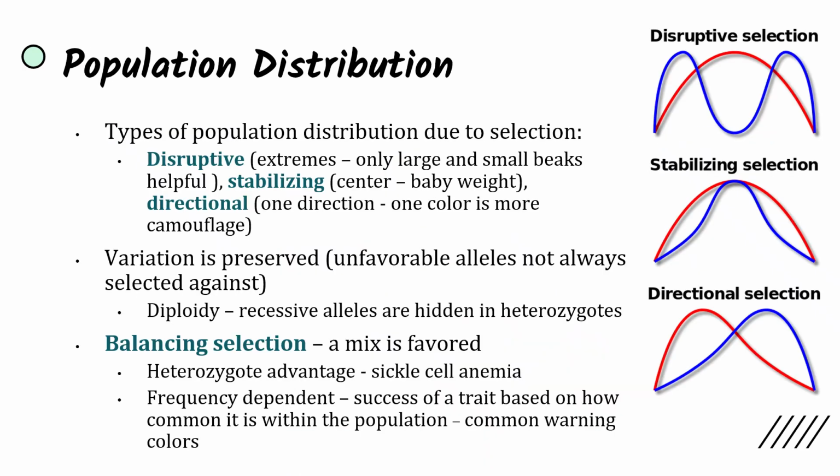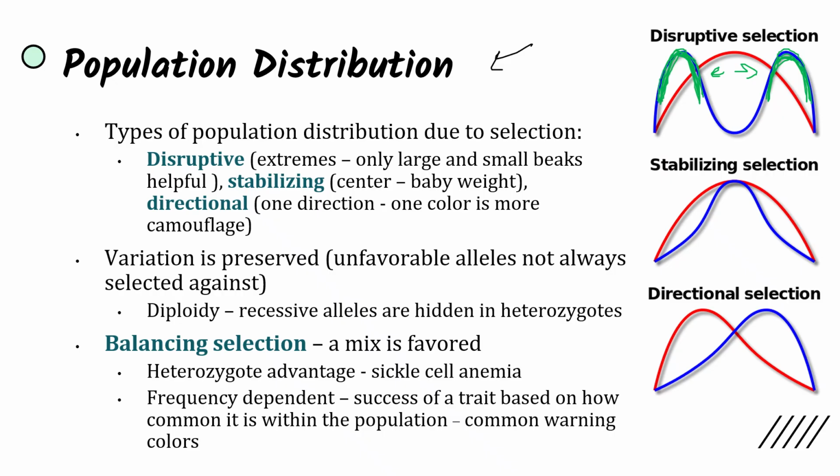So we'll start by talking about population distribution. Populations can be distributed due to selection. When we look at the traits in a population, we can have disruptive selection where the extreme traits are selected for. Maybe if we're looking at bird beaks, birds that have a medium-sized beak, it's not helpful to them in the environment. Only having small and large beaks are helpful. And so the selection of traits has moved outward to the extremes.